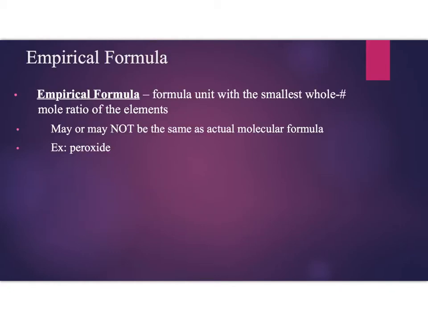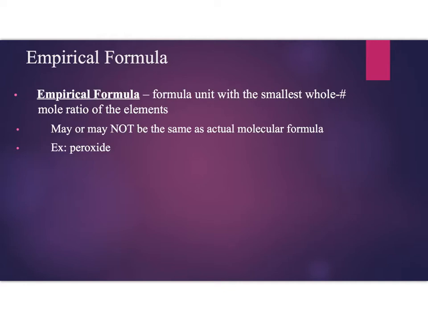So before we can figure out how to find an empirical formula, we kind of have to know what it is. An empirical formula is just the formula unit with the smallest whole number mole ratio of the elements. It could or could not be the same as the actual molecular formula, which we'll look at in the part 3 video.